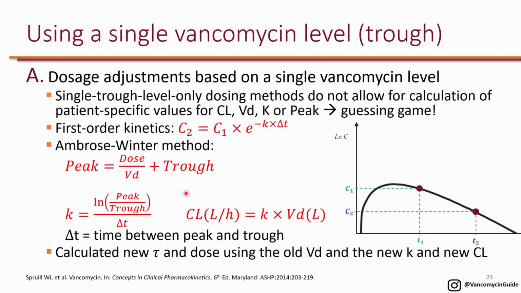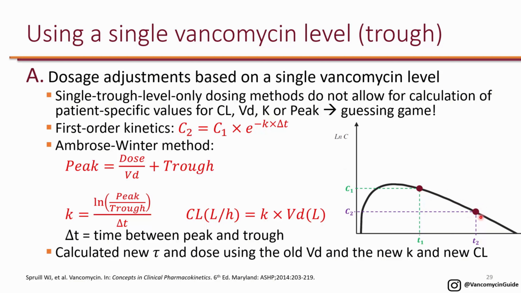Another way to do it is to actually use population kinetics. So you can use the first order kinetic equation, C2 equals C1 times e to the negative k times delta t. So delta t is the time between the time of C1 and time of C2. Now, when you do get a single level, you only have C2. So you don't really have C1. Because you only have C2, you cannot really calculate the K. So although you have a level from the patient, this method is not truly individualized, because the only way to truly individualize the pharmacokinetics is to have two levels to actually calculate the K.